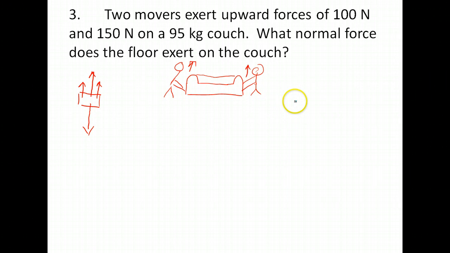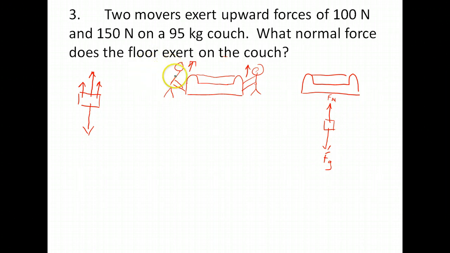So let's pretend like the couch is sitting all by itself, that there are no movers lifting up on this couch. If that's the case, then when we draw that free body diagram, we just have the force of gravity pushing down on it and the normal force pushing up on it. And we've listed out these forces before. Here's our normal force, and here's our force of gravity pulling down on it.